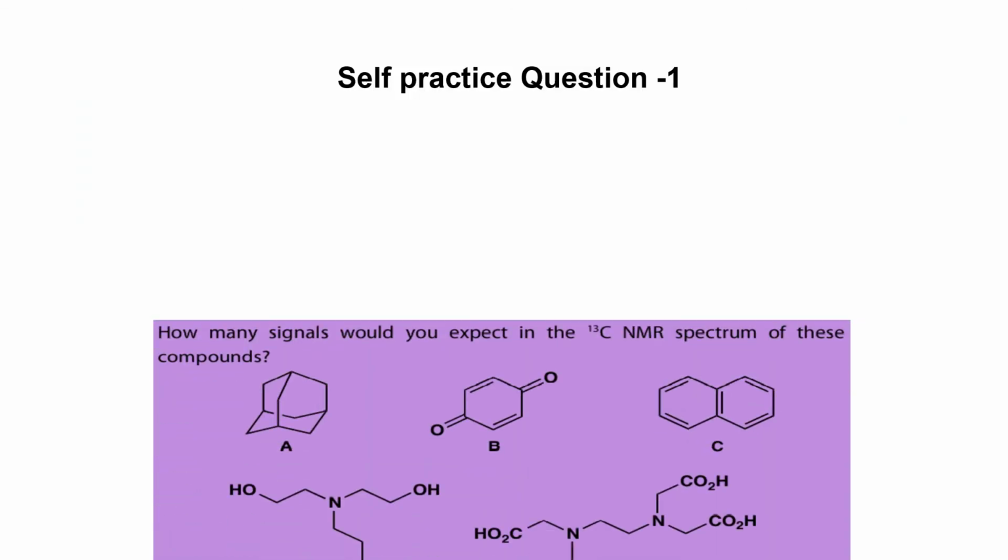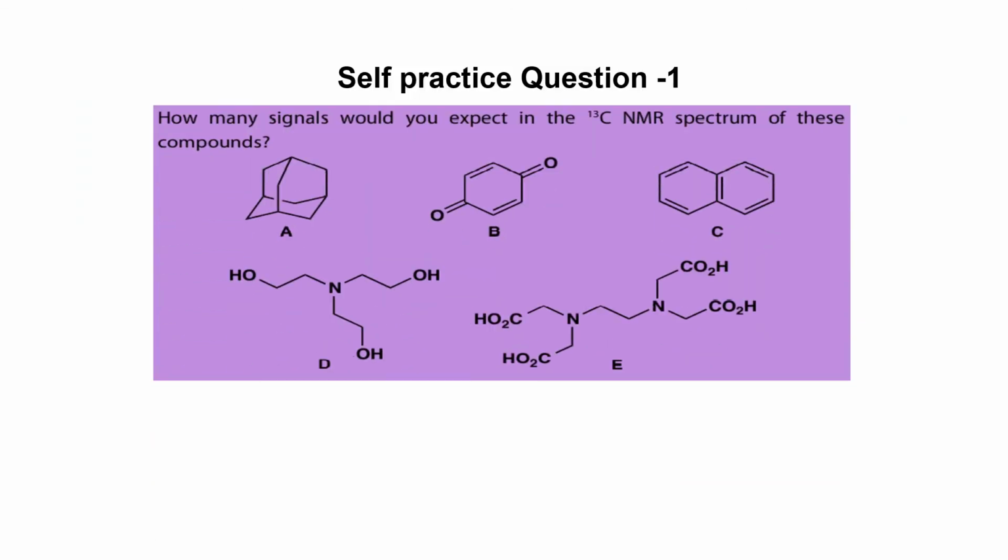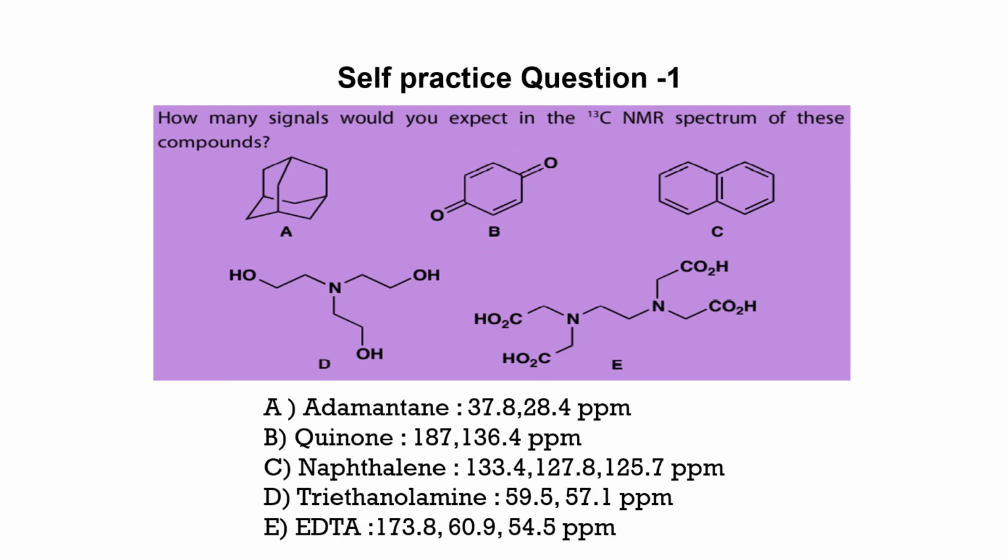In the last video, the self-practice questions I have given, but unfortunately I forgot to give the values for these compounds. Already I said the signals also. Here also we can find it out, the signals 2, 2, 3, 3, 2, everything we can find out. And you just check the values for the compound.